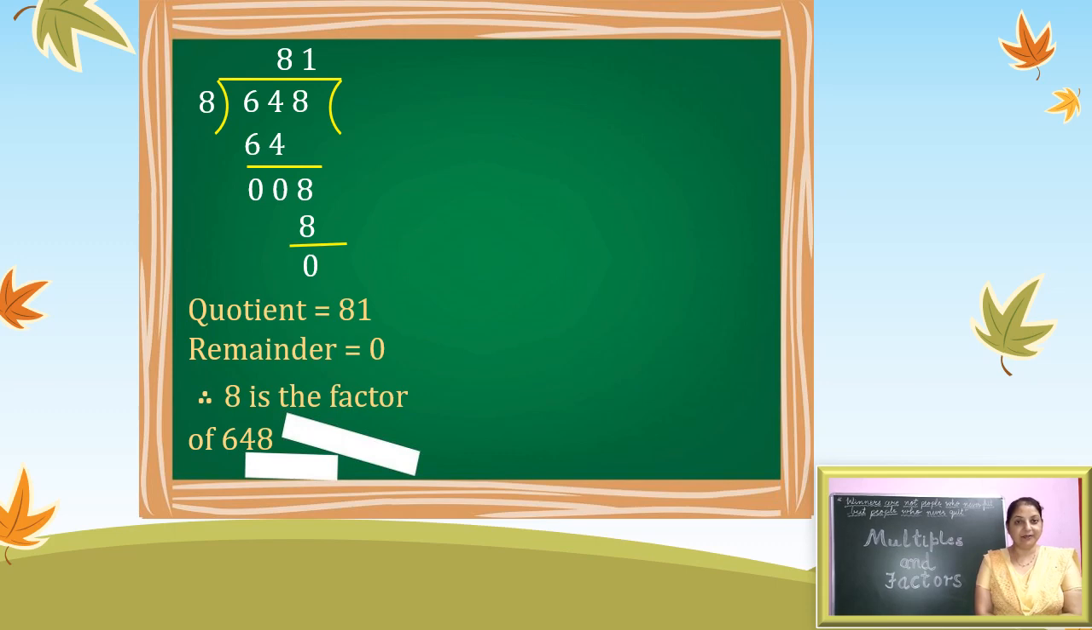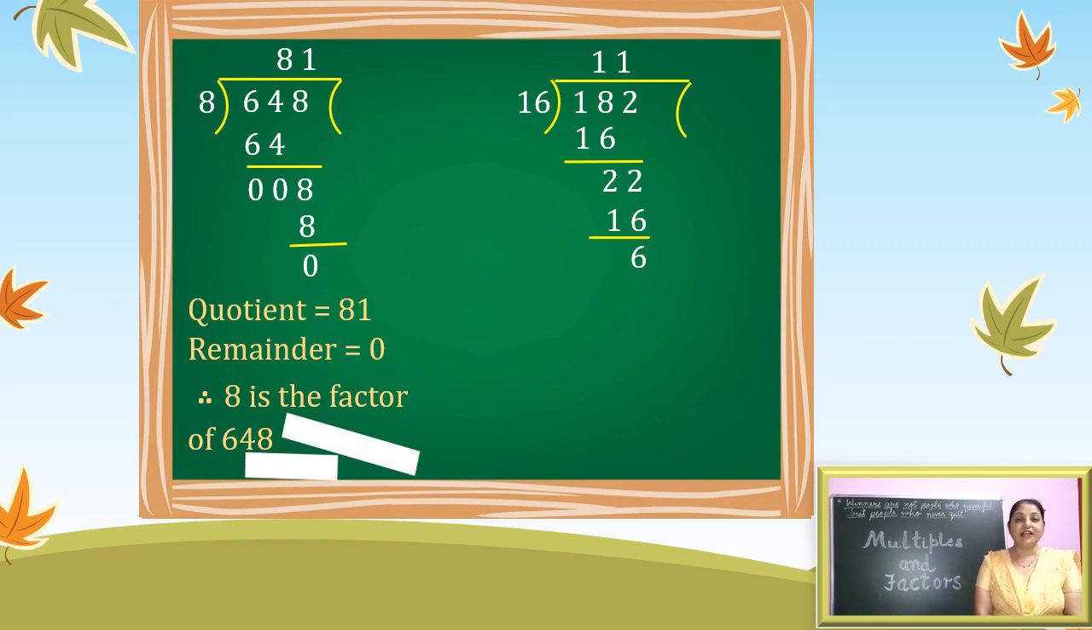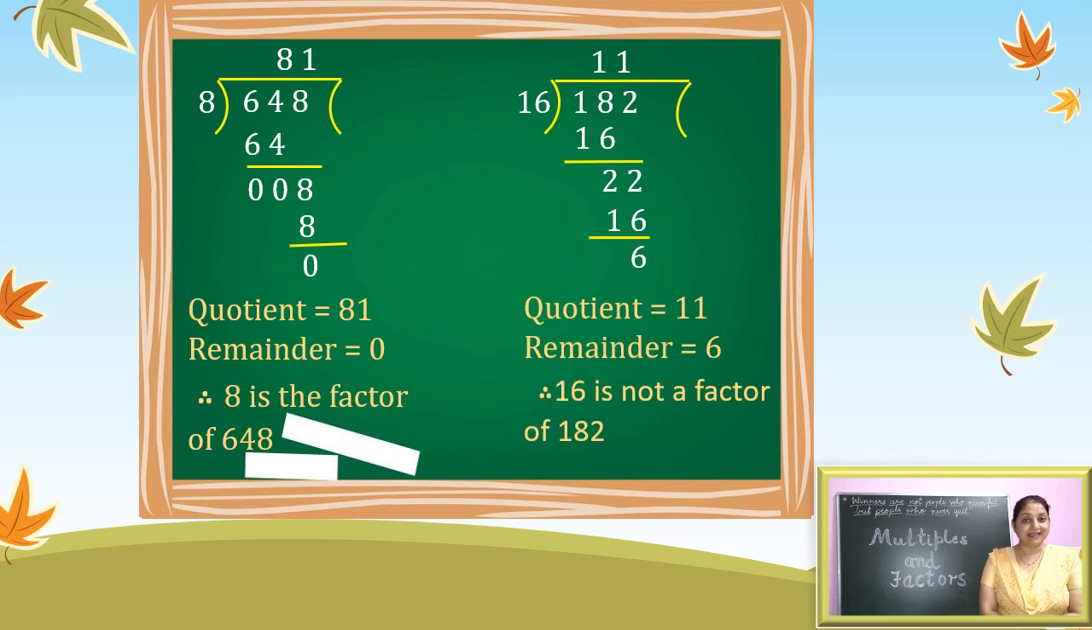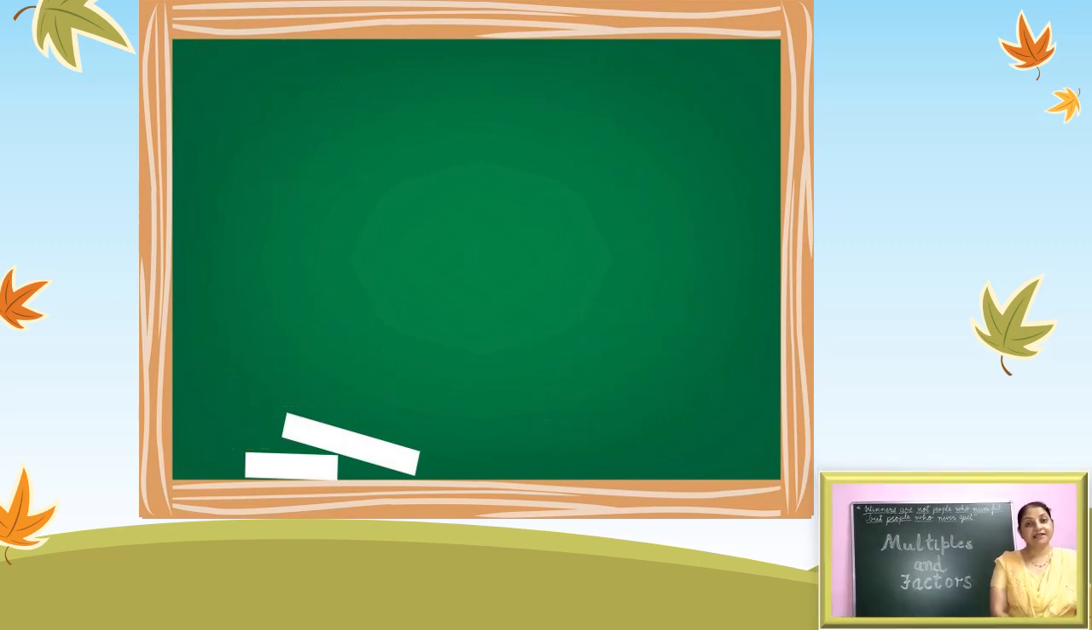See the other example. Here we have to divide 182 by 16 to find out if 16 is the factor of 182 or not. And when we divide, the quotient is 11 and the remainder is 6. As the remainder is other than 0, that is 6, we can say 16 is not a factor of 182. We can understand factors in one more way.